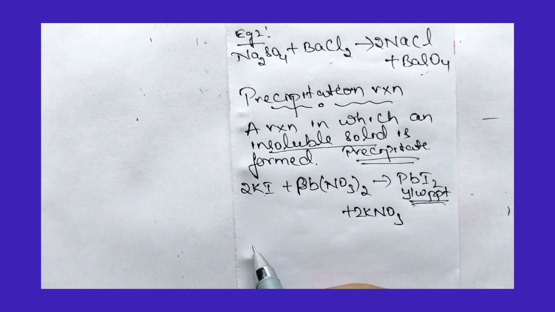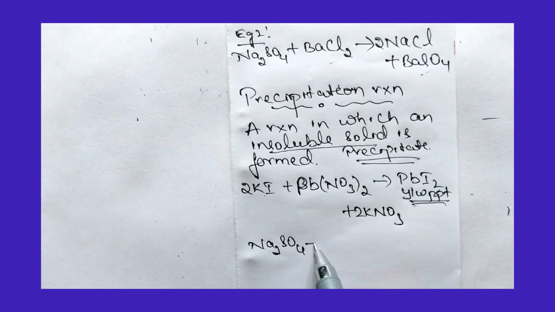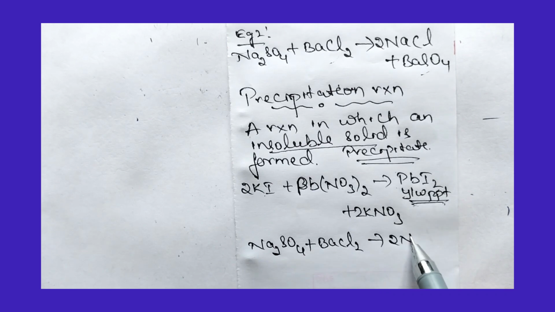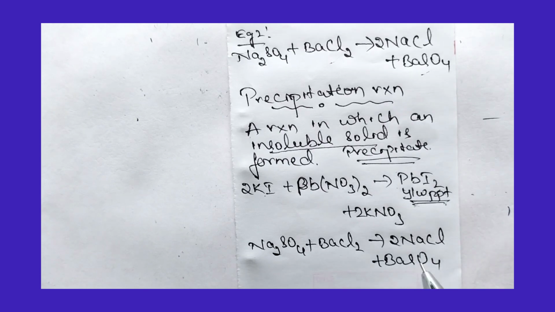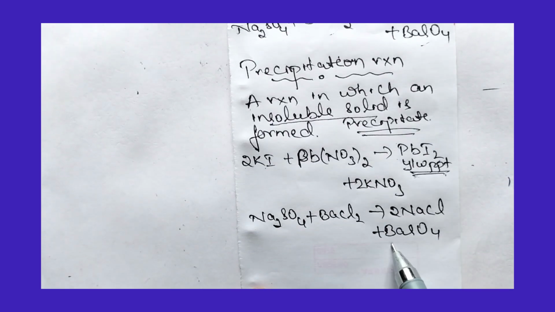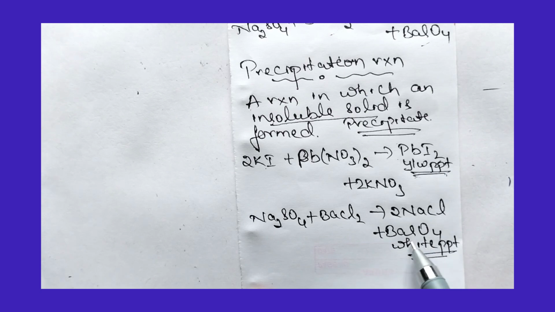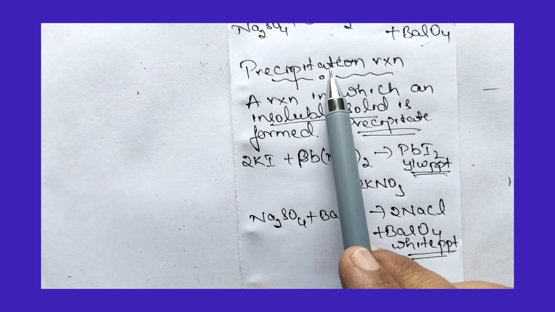So now let us take one more same example. I will take sodium sulfate when it reacts with barium chloride, it forms sodium chloride and barium sulfate, and this barium sulfate is an insoluble solid, or barium sulfate is a PPT. Since PPT is formed, such a reaction is called a precipitation reaction. Here barium sulfate is a white PPT.